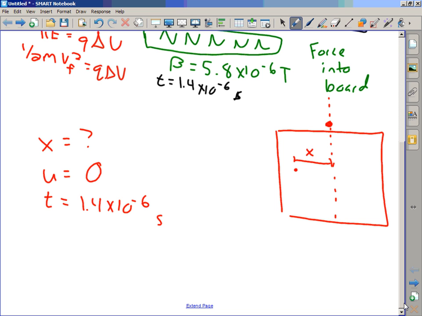Does everyone understand why my initial velocity is 0? I got a yes, I got a yes. How about the rest of you? No. All right, I got yeses and nos.